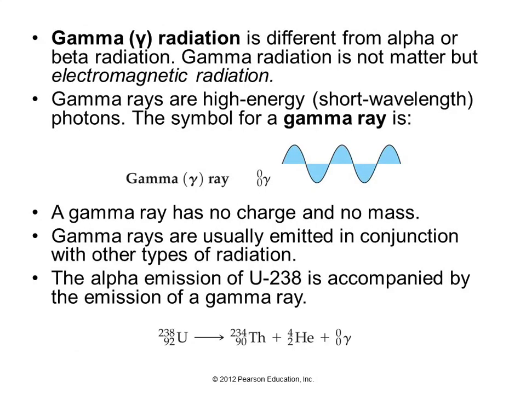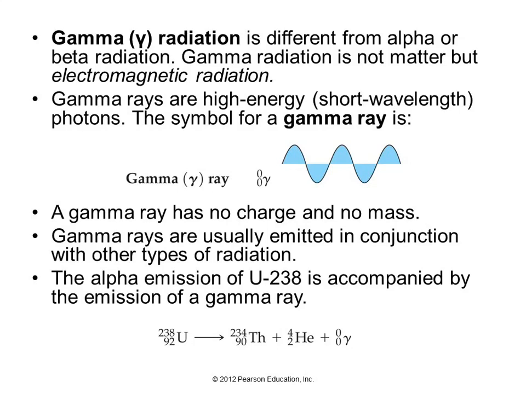Then there's gamma radiation. And gamma radiation is completely different from the alpha and beta radiation. It is not a particle in the sense that the alpha and beta particles are. It is electromagnetic radiation, so the high energy, short wavelength photons. The symbol for the gamma ray is this, indicating that it has no mass and no charge. And it's the symbol gamma. So these are very, very high energy. This is what we saw at the far right side of the electromagnetic spectrum, where you have very high energy and very short wavelength.